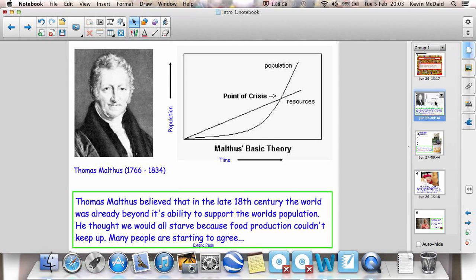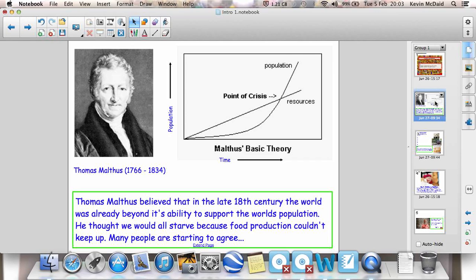Now, it's very important that you know about this chap here, Thomas Malthus, and his key theory is shown by this graph here. He was saying that at some point population is going to outgrow our ability to feed ourselves, to clothe ourselves, to give ourselves shelter. As you can see from the graph, population is going to get higher than our ability to create resources for ourselves. And that exact point where that happens, he called simply a point of crisis.